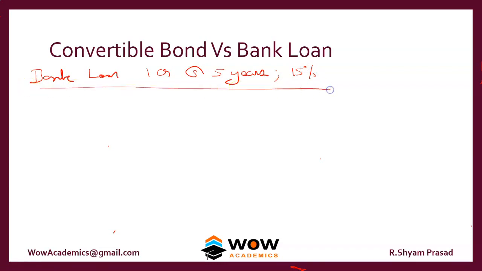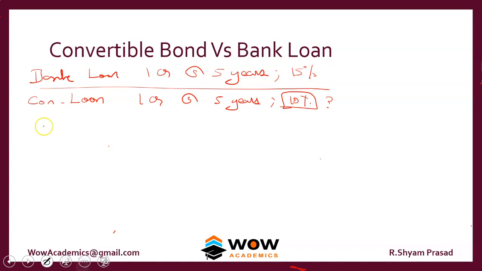This is one option. So how much do you pay? You pay 15% every year, and the loan is for 5 years. Now if you go for a convertible loan, the same 1 crore for the same 5 years, the interest rate will be only 10%. So why is the interest rate 10%? Because as a convertible loan holder, you have two incomes. One is the interest, which is 10%, and the other is the convertible option.